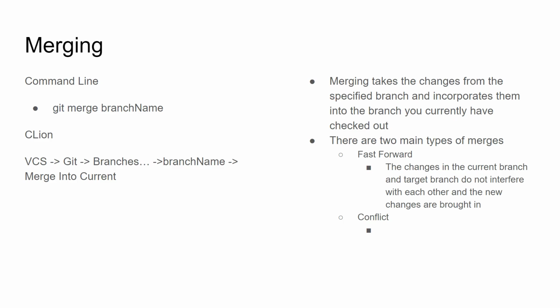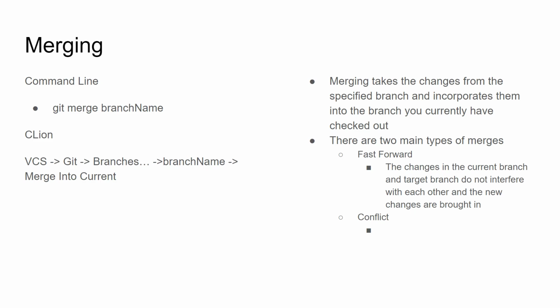Merging is probably the area where things are going to start to go wrong for you when using Git. This is how you take different versions of your project and combine them together. In the command line, it's git merge and then the branch name. This will take whatever branch name you specify and attempt to merge it into your current one. Merging will take those changes and incorporate them in.